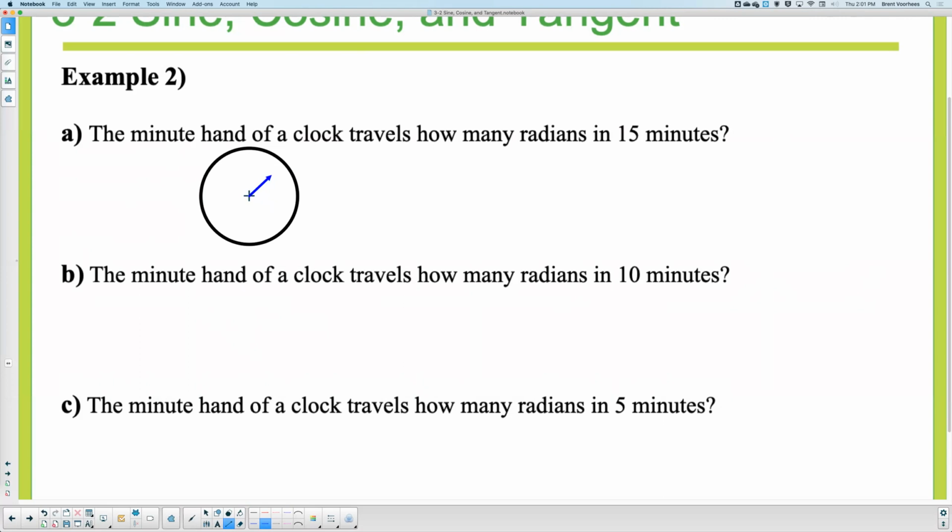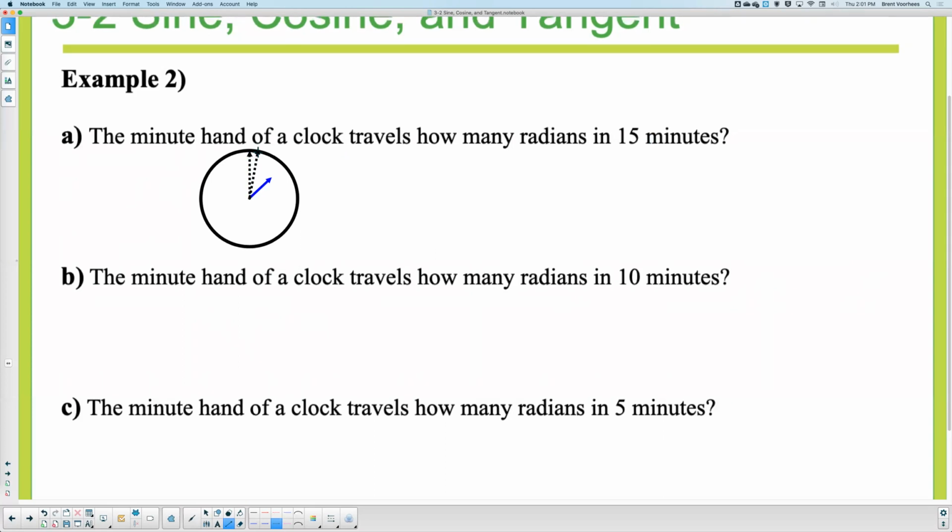Can I do a dotted line? Yeah, here we go. Let's say we were at 2 o'clock even, and we move forward 15 minutes. Where would 15 minutes be? All right. So here's the deal. In math, we start here and move this way, but a clock goes this far. So how many radians will it have traveled if you went this way?